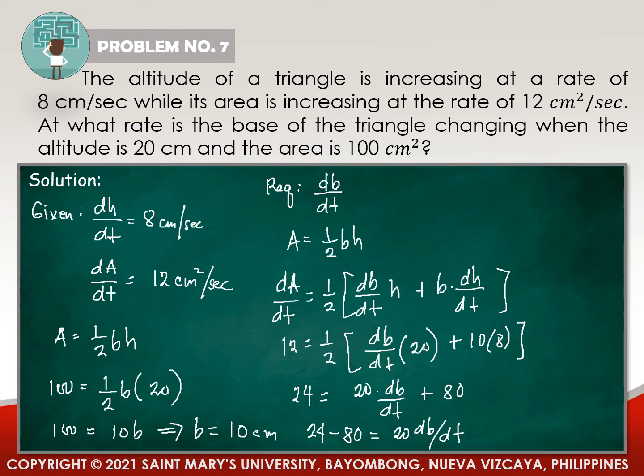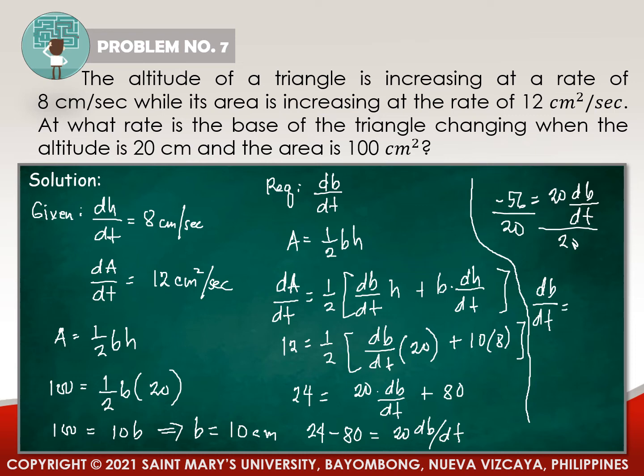56. So, negative 56. So, nawala na. Okay, negative 56 equals 20 dB dt. And divide both sides by 20. And so we have dB over dt equals negative. So 56 divided by 20 equals negative 2.8.